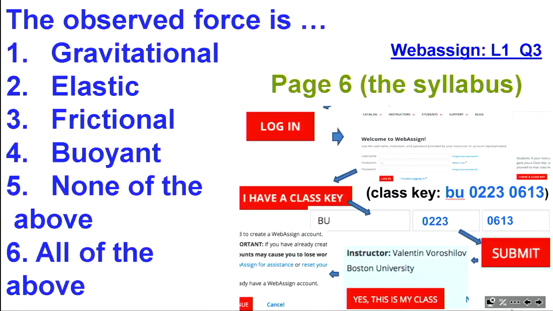So now you can answer this question. What force was acting on this balloon from this bat? It did its job, it's free now.